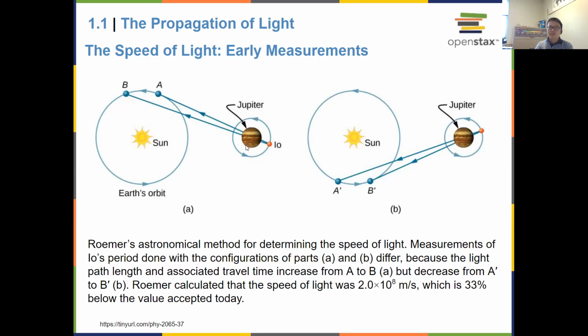You'll see that for the light to travel from Io to the Earth, it takes some time, right? And when we are going away, the time for the light to travel will be longer than if we are approaching Jupiter, right? So taking the difference of the path and dividing by the period, we can calculate the speed of light as it travels from Io to the Earth. That was determined to be 2.0 times 10 to the 8th meters per second, which is only 33% below the accepted value today.